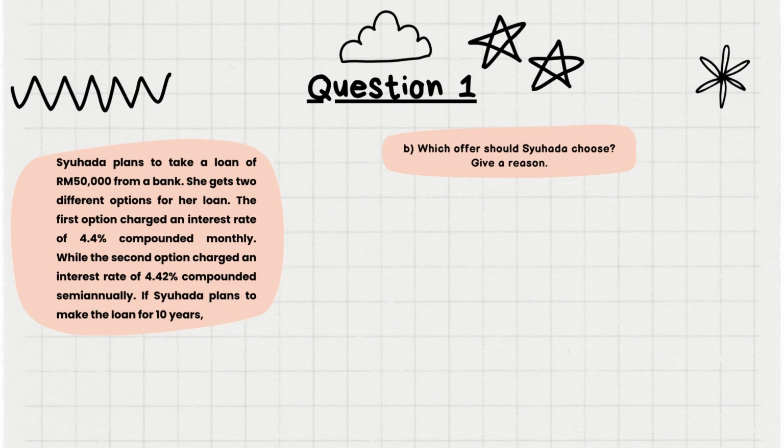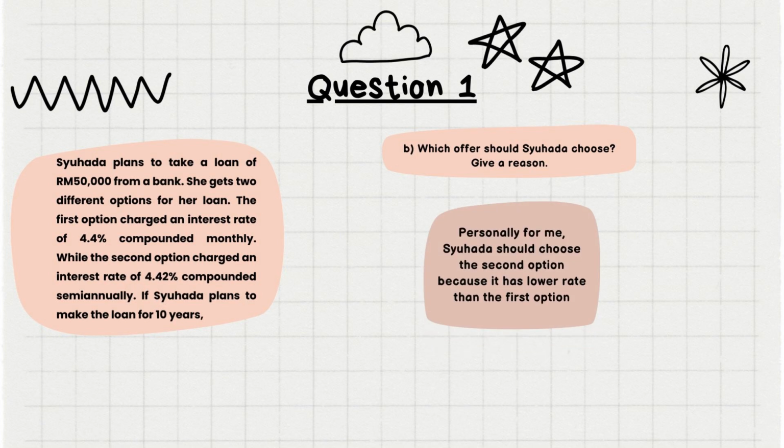Let's move on to the next question. For B, it is asking us which offer should Shuhada choose, and we need to give a reason. The answer is, personally for me, Shuhada should choose the second option because it has a lower rate than the first option. That's all from me.